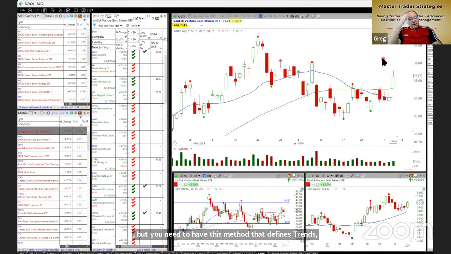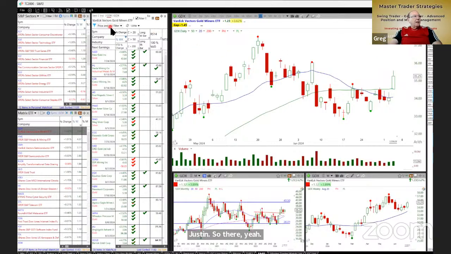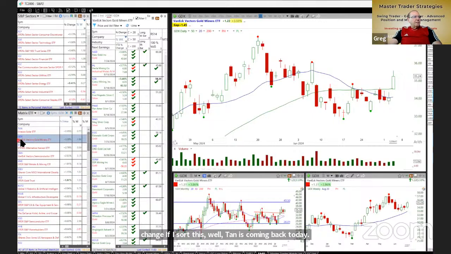So oil today, I believe, is at the top. Here's GDX. I got this sorted by weekly percent change. If I sort this, well, TAN is coming back today. That thing's been a dog. Here's GDX at the top there. And so GDX is the gold miners.